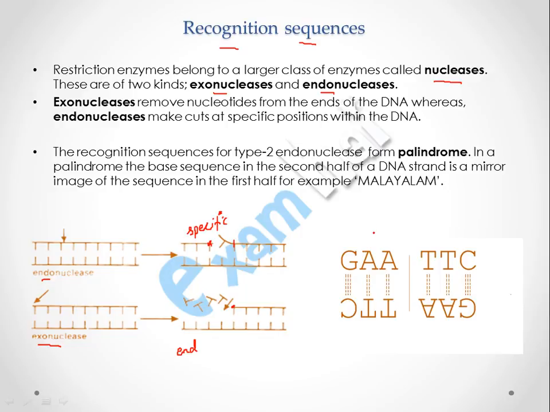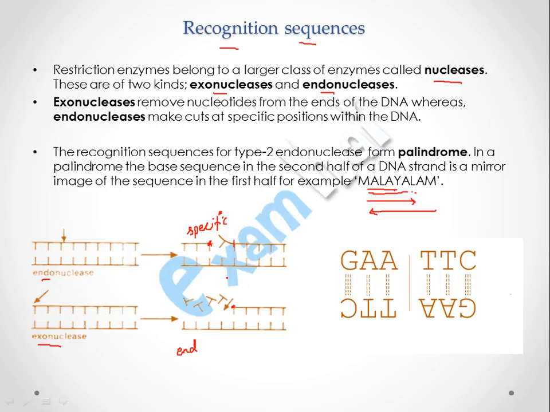So what is a palindrome? It is a mirror image in which the base sequence of the second half of a DNA strand is a mirror image of the sequence of the first half. For example, if we take Malayalam, from here if you read it, it's Malayalam, and from here it is also the same Malayalam. So this is a palindrome word, or a mirror image.